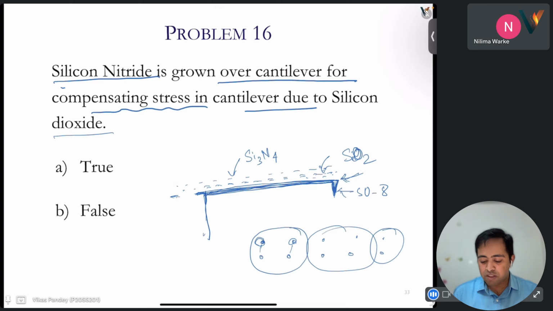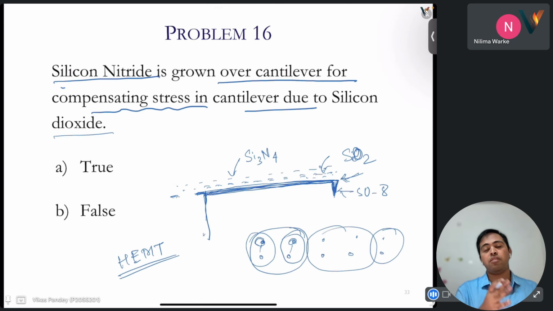These small stresses play a very critical role. What layer you put above another can play an important role and can create a whole new kind of device. If you have time, read about the HEMT structure. You have learned about FET and MOS, right? HEMT is an advanced form of FETs, high electron mobility transistors.